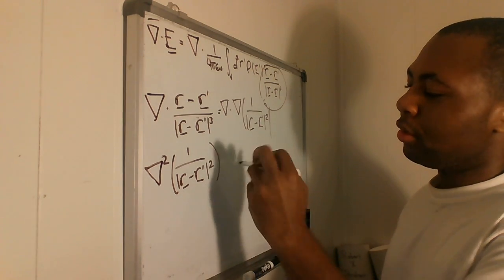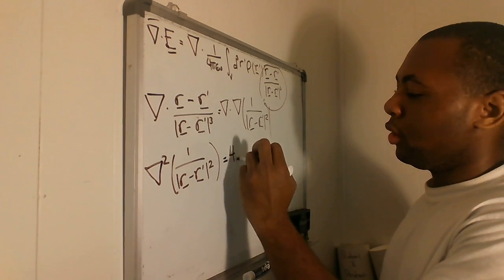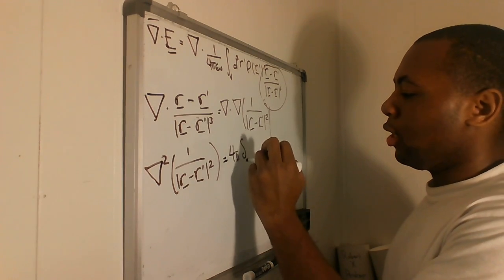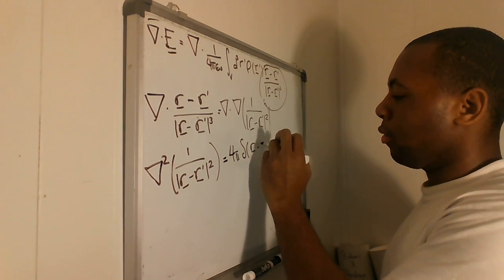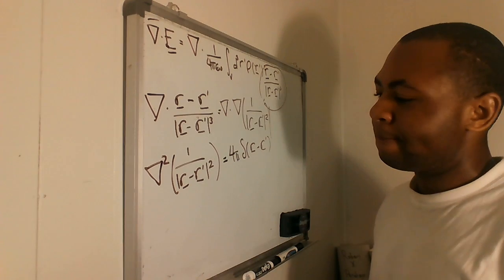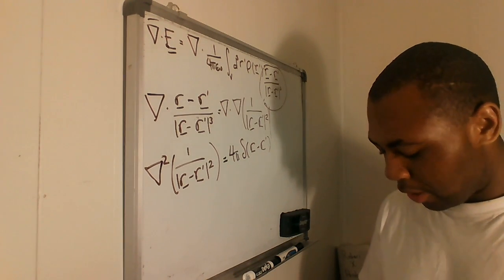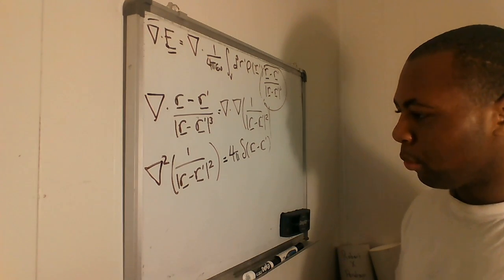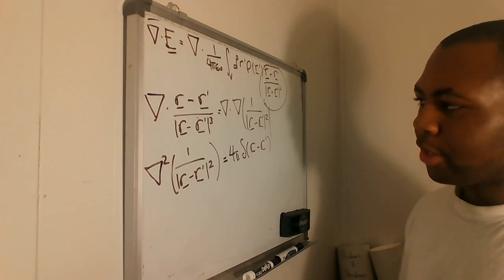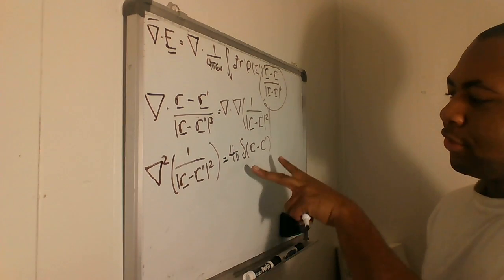So this expression is what? Well, Zangwill gives it to us as 4 pi Dirac delta of r minus r prime. You can go to Griffiths' Electrodynamics, and you'll be able to get a formal explanation on why this is the case.